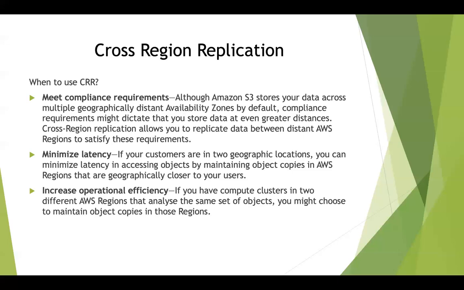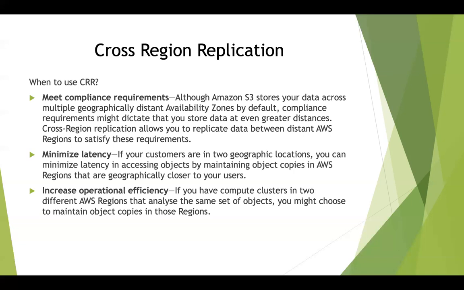And the second reason why you have to use CRR is to minimize your latency. So if your customers are across the world or from 2 or 3 different geographical locations, you can minimize the latency for them accessing the objects by maintaining multiple object copies in different AWS regions. So a person who's accessing your website from the Northern Virginia region is going to access the Northern Virginia related bucket, and the person who's accessing your website from Sydney region could be accessing your Sydney S3 bucket with the website content. So to minimize latency for your end users, you can go with cross-region replication.